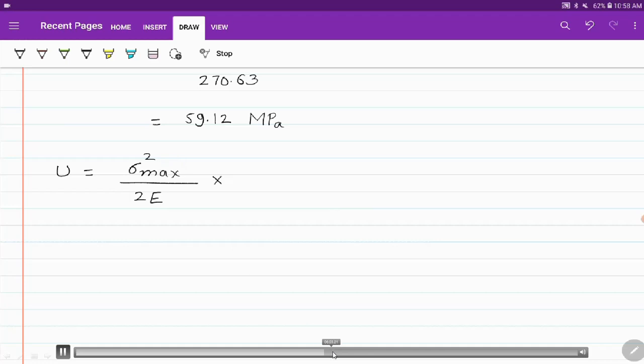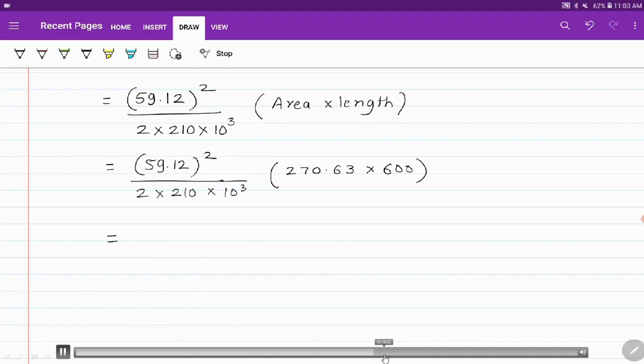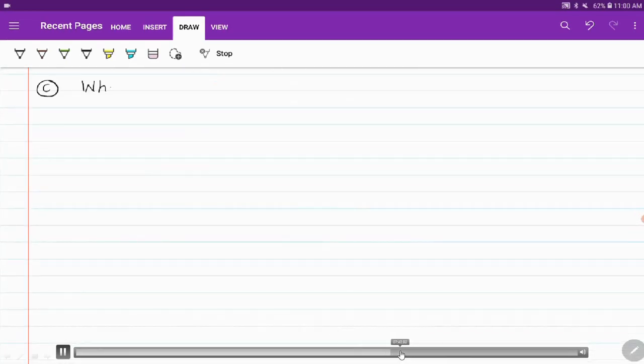And again use the formula for strain energy, that is sigma square upon 2E into volume. Volume is area into length. So that is same as that of the previous case. Only the value of sigma is changing in each of the cases. Rest of the values are remaining the same. The value of U will be 1351.28 Newton mm.